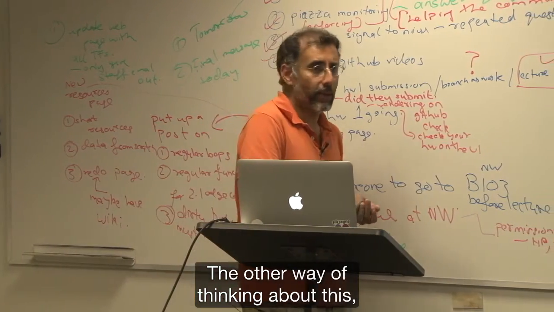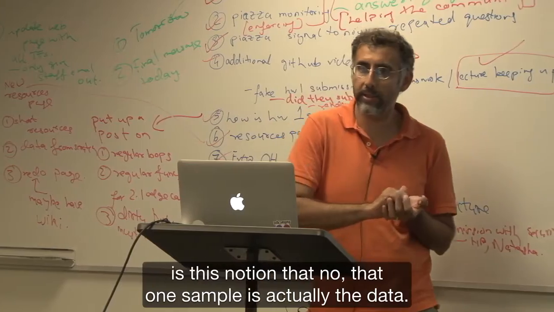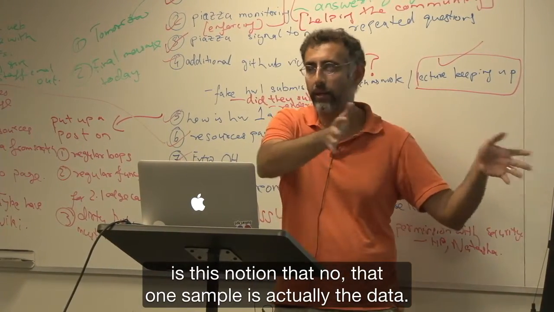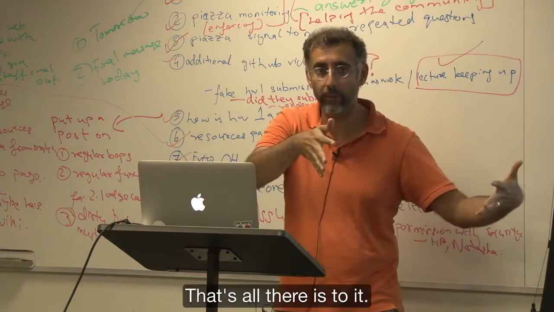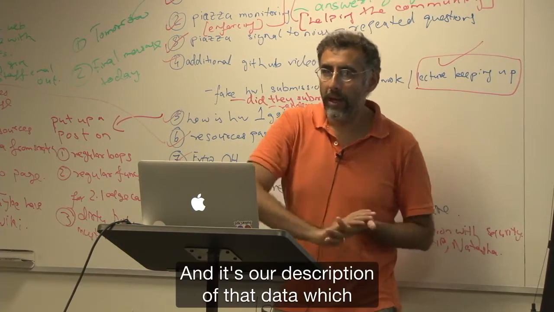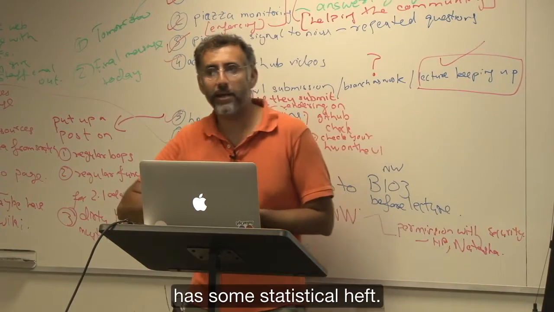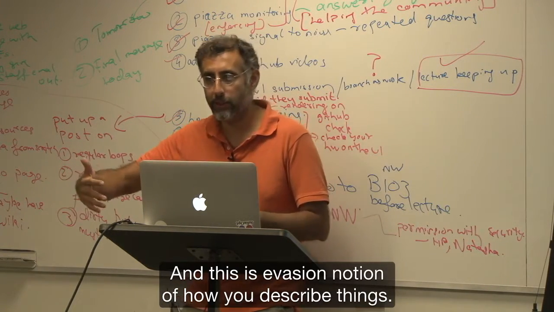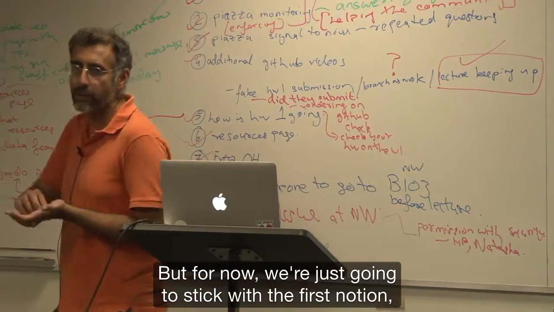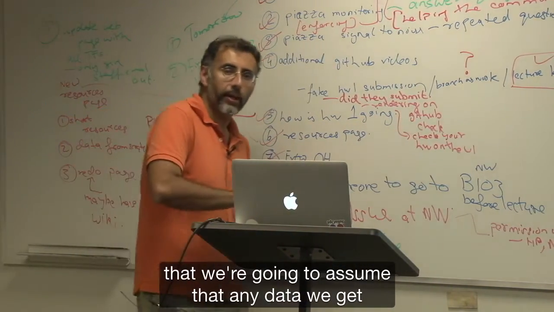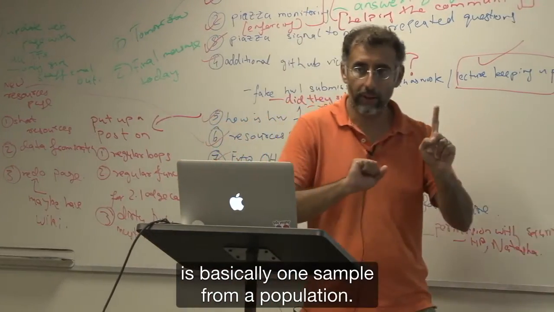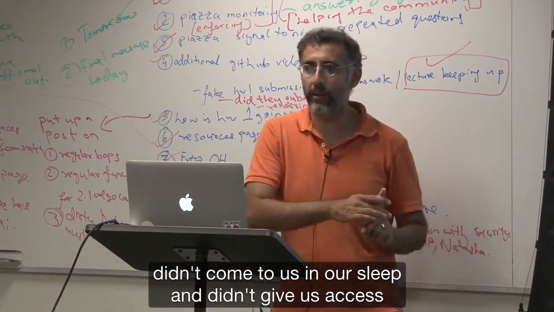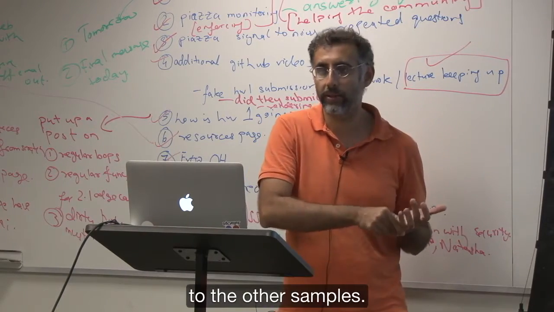The other way of thinking about this, and we'll come to this much later in the course, is the notion that no, that one sample is actually the data. This is the data set, it's the universe, and that's all there is to it. It's our description of that data which has some statistical heft. This is sort of the Bayesian notion of how you describe things. But for now, we're going to stick with the first notion, that any data we get is basically one sample from a population. And we're not so lucky, because the Lord didn't come to us in our sleep and give us access to the other samples.